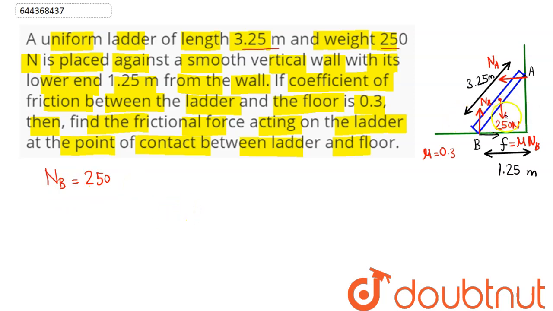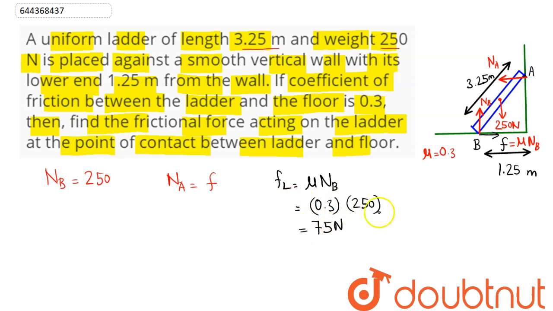In the horizontal direction, NA will be equal to our friction force. We need to find this friction force, and the limiting friction is equal to mu into NB. So this comes out as mu, which is 0.3, and NB, which is 250. So this comes out to be 75 Newton. Now we need to check whether this whole 75 Newton acts or not.